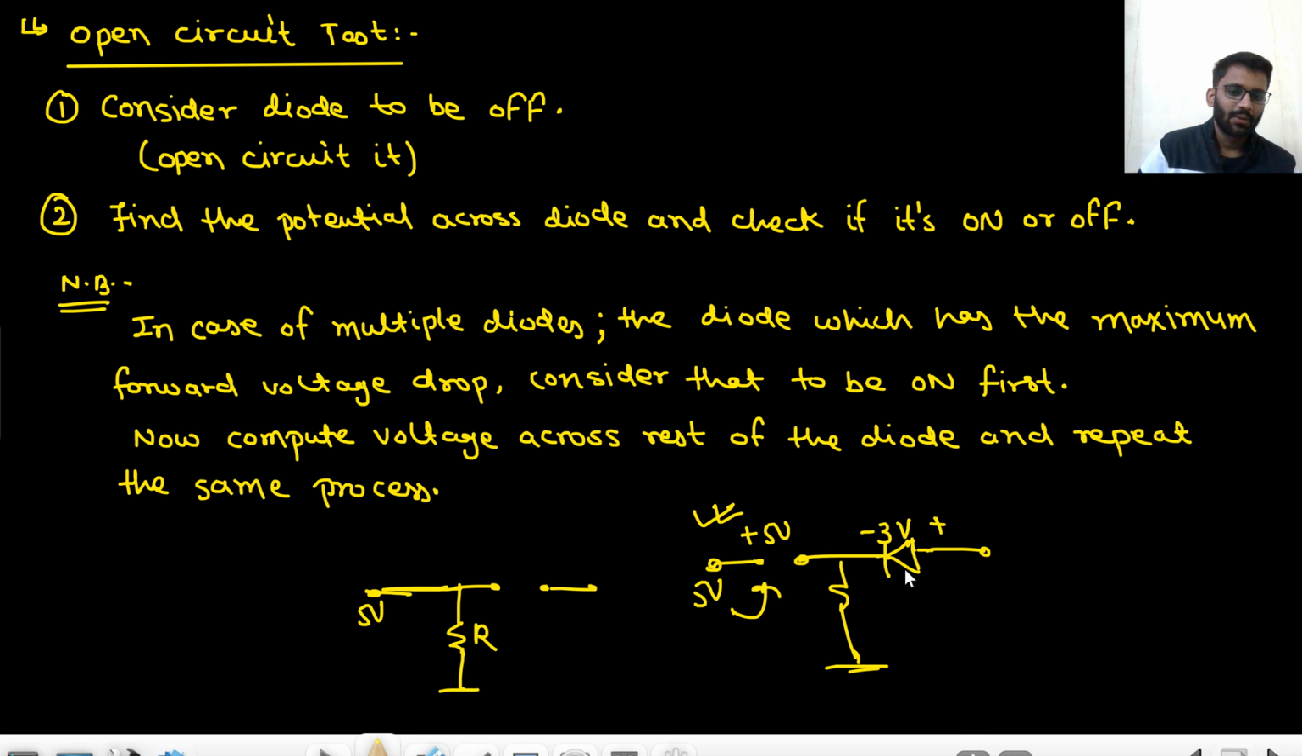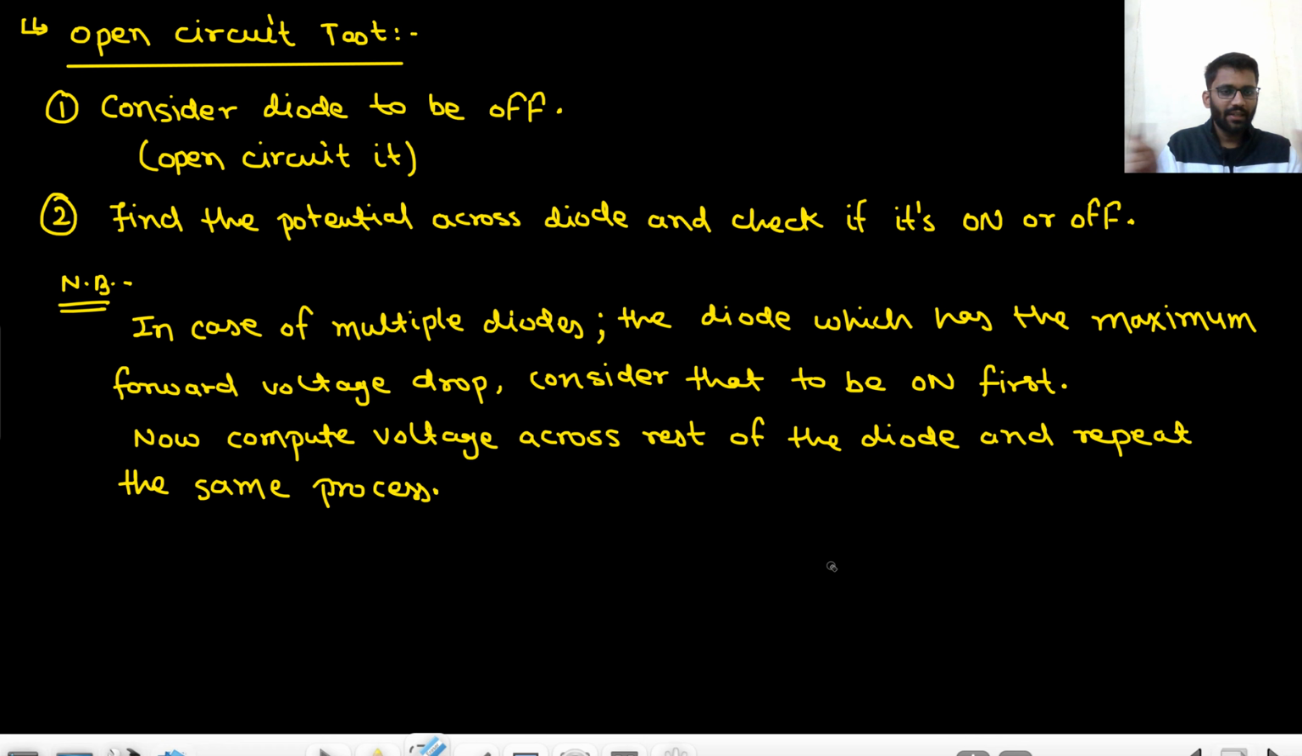Okay, so now what will happen? Here I am having 5 volt and here I am having 3 volt, and the diode is this. This will be turned off. We will take an example, it will be more clear. So this is the way. First you will consider all the diodes to be open circuit. Then find the potential. Which has more potential? The 5 volt was the more potential, so first turn it on. Then based on that, find the potential of other devices and see if they will be turned on or turned off. So this process will go on. Are you getting my point? We will see an example, it will be more clear to you.